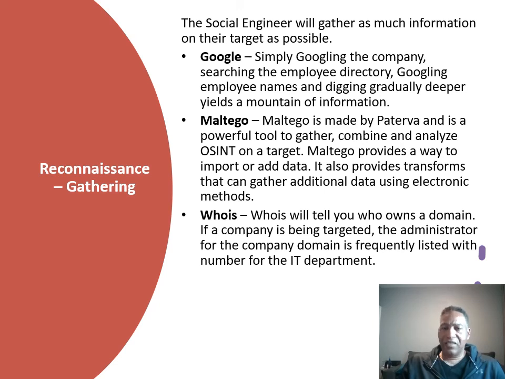But last is Whois. Whois will tell you who owns a domain. Like my website is maxcybersecurity.com. Whois will tell you that I own maxcybersecurity.com. And it helps you to target a company because in a lot of cases, it will tell you who the administrator for the website is, their phone number, their email address, and then it frequently lists numbers of people who are in the IT department so that you can now socially engineer them.